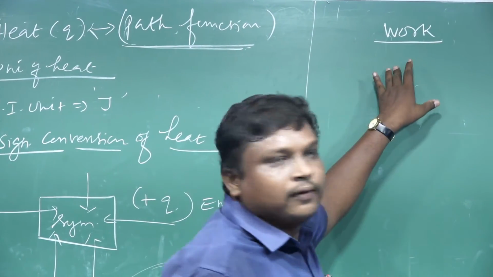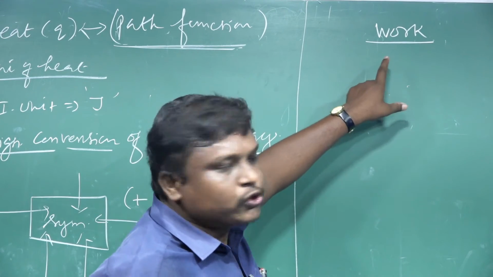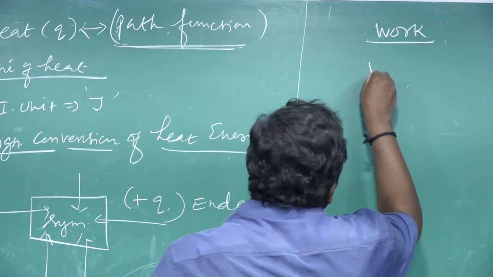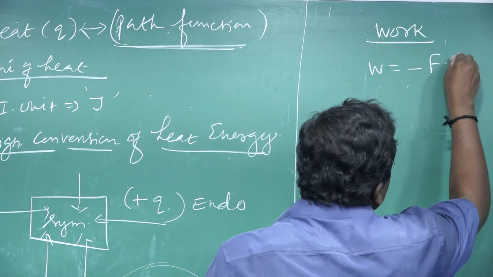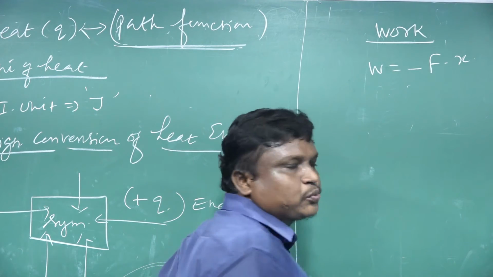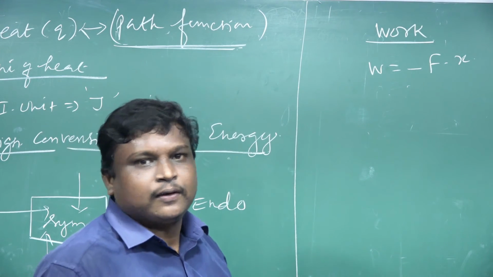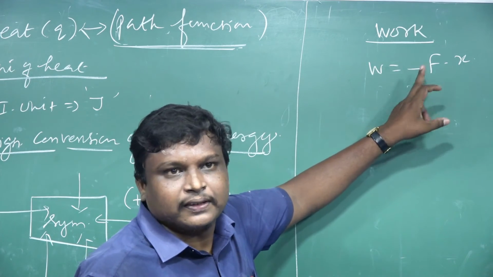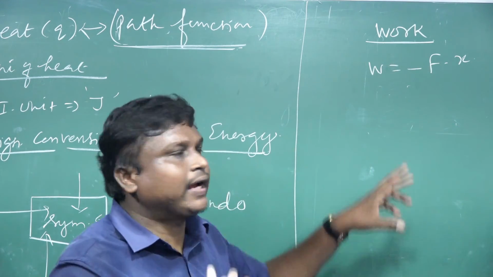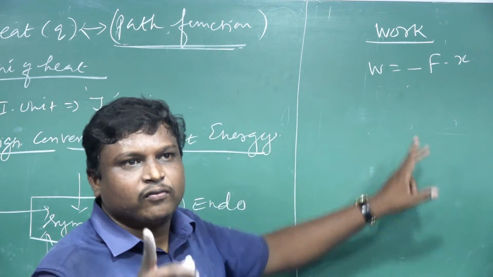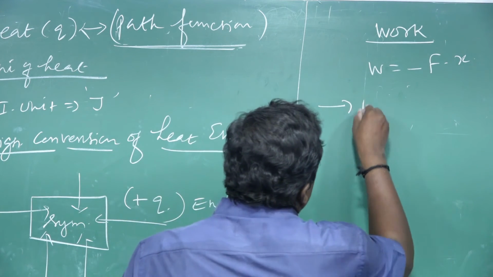Next one is work. W, work, is equal to minus F into X: force into displacement. Some work can be done. First point: work is a path function.